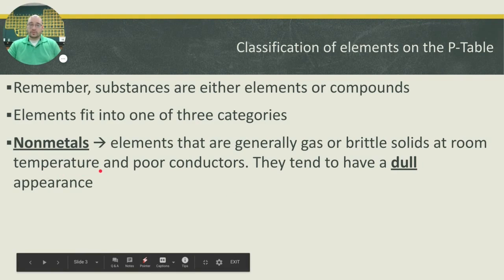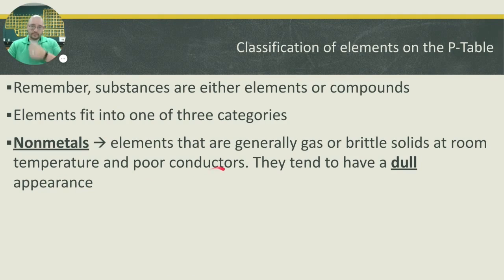Nonmetals are poor conductors of heat and electricity. That's why we use nonmetals to wrap our metal wires in. The wires carry the electricity pretty well. The nonmetals that we wrap around them do not. And nonmetals tend to have a dull appearance, which means they're not shiny. They tend to be flat, not really shiny unless you polish them up, which can be done. But that's nonmetals. They're the exact opposite of metals.